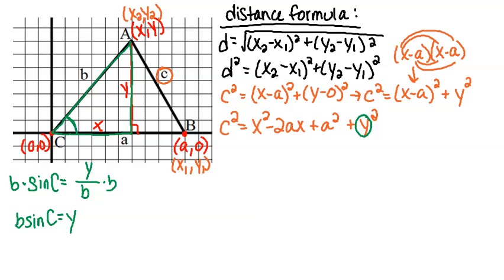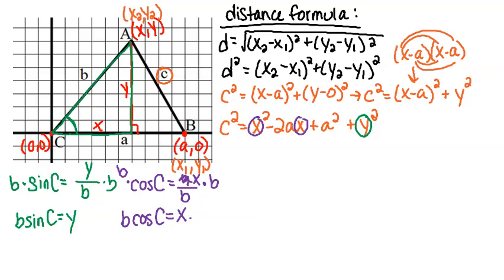If we do the same thing for cosine, we're going to get that the cosine of angle C is equal to adjacent, so x, over hypotenuse of b. Oh, I'm sorry, it's not a, it's x. Whoops, my bad. Okay, so then of course, just like last time, we multiply both sides by b to get rid of the fraction, and we're going to get that b cosine of C is equal to x. So we're going to go ahead and substitute in for those two things into our formula.